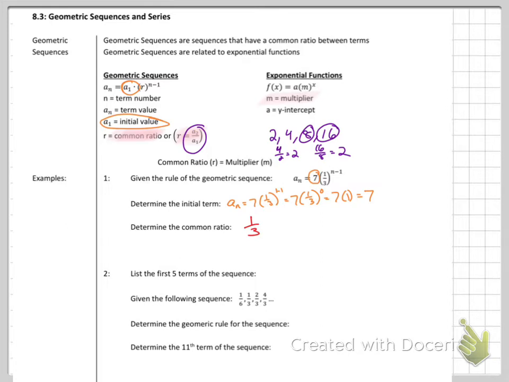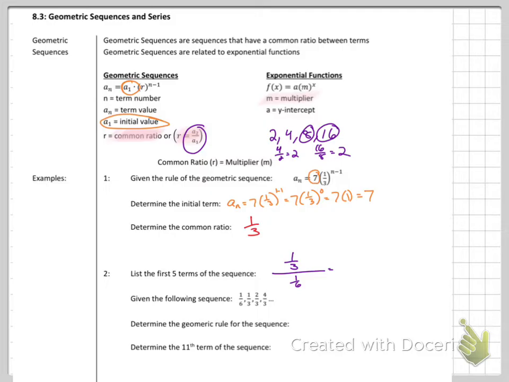List the first 5 terms. Okay, again, we gave you 4 of them. But figure out what's happening. How are they going from one term to the other? So if you don't just see it, remember you can take this one and divide it by that one. So 1/3 divided by 1/6. This is a mathematical disaster.